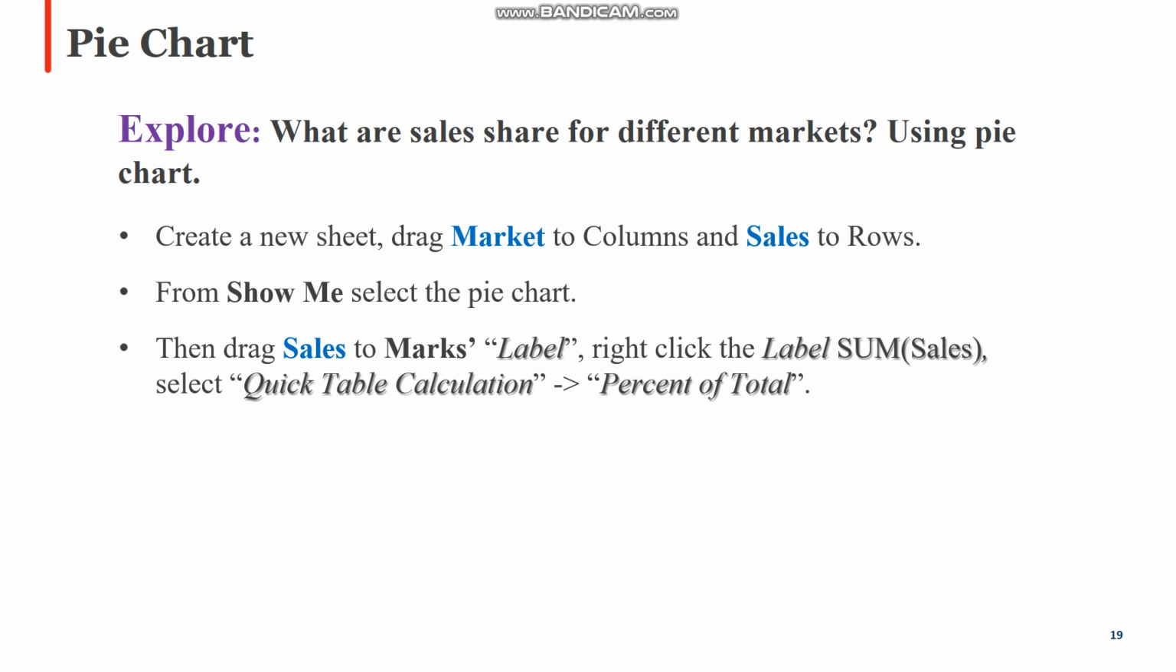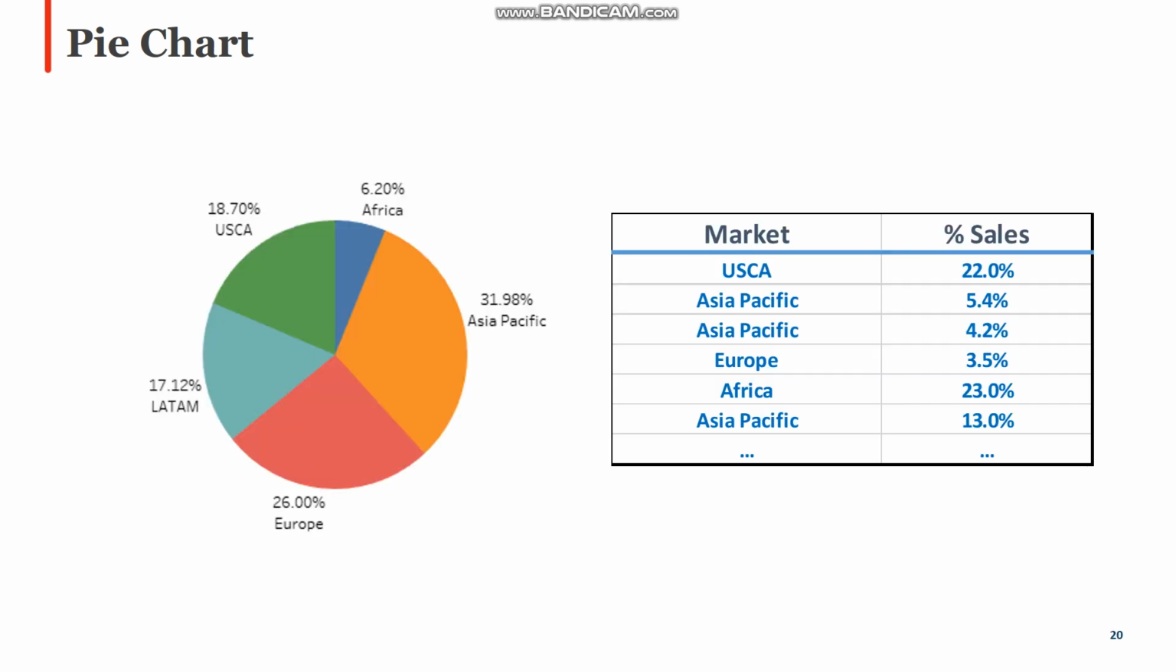So you need to change the aggregate measure summation, using the quick table calculation, to the percentage of total. Once you create it, it would be something like this, the pie chart here.